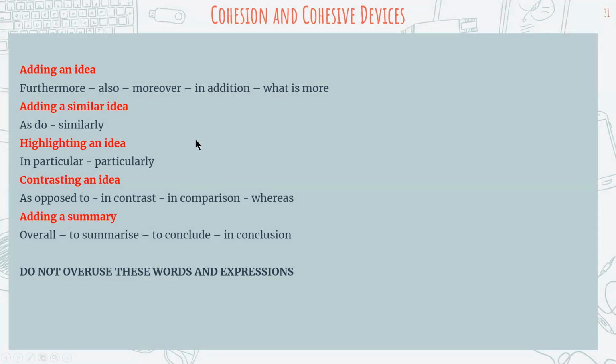Let's talk about this for a minute. If you want to add an idea, you could say furthermore, also, moreover, in addition, what is more. To add a similar idea, you could use as do or similarly. If you want to highlight an idea, you can say in particular or particularly. If you want to contrast an idea, you could use whereas, in comparison, in contrast, and so on. If you want to add a summary, you could say in conclusion, to conclude, to summarize, overall, and so on.